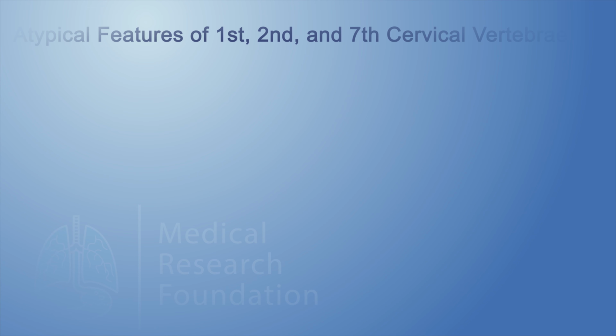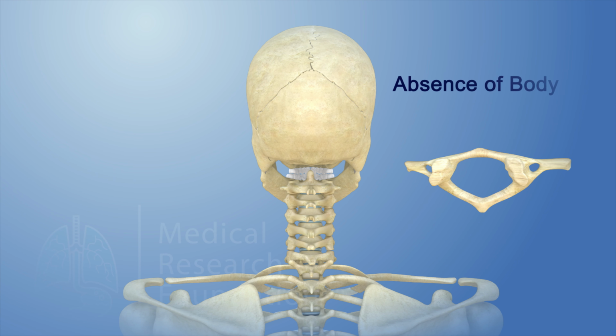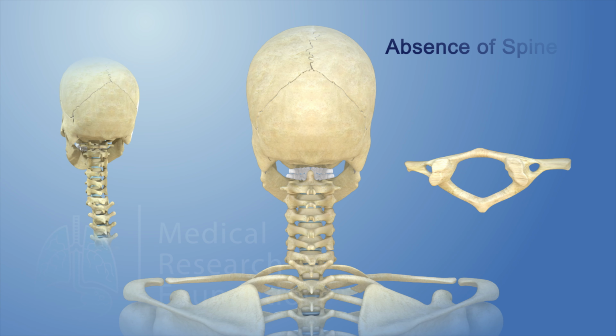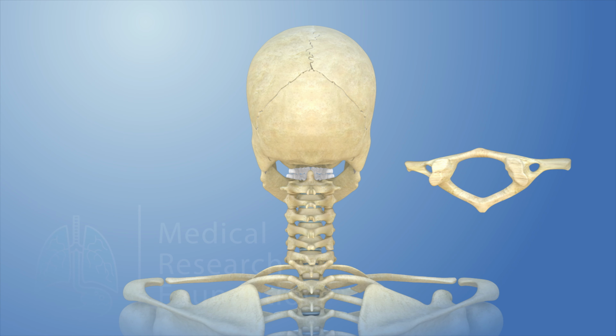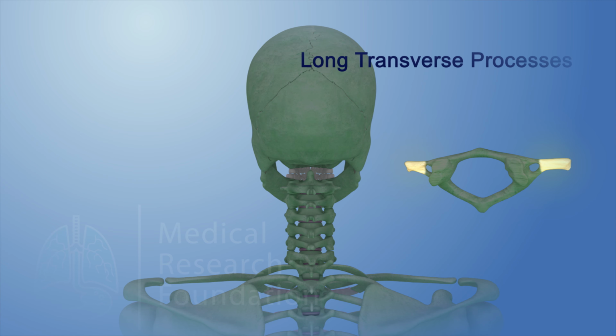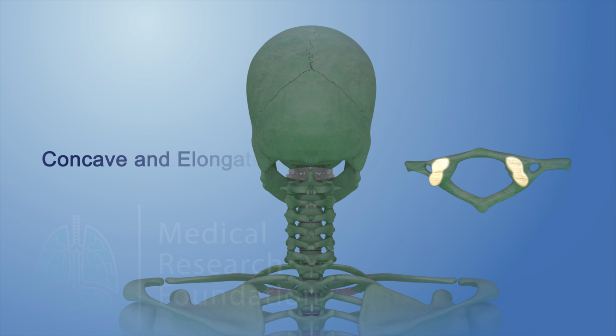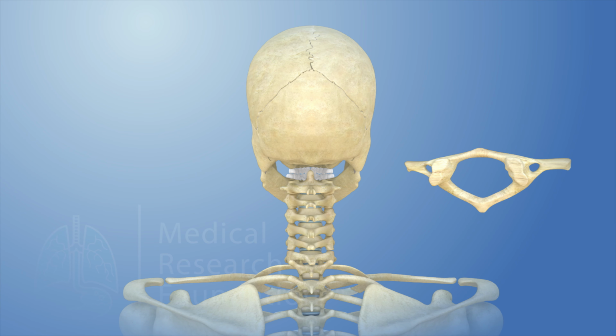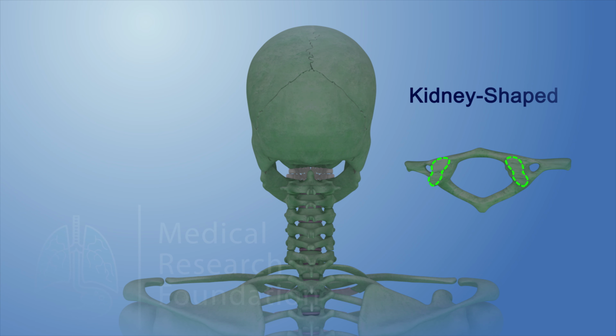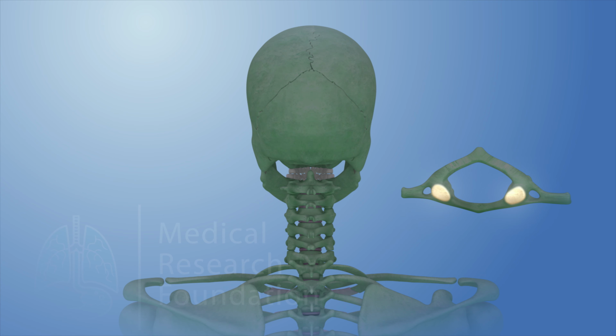Atypical features of first, second, and seventh cervical vertebrae. First cervical, atlas. Absence of body, absence of spine, long transverse processes. Superior articular facets are concave and elongated. They are kidney-shaped. The inferior articular facets are more or less circular.